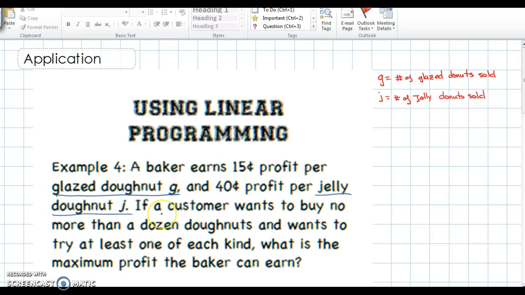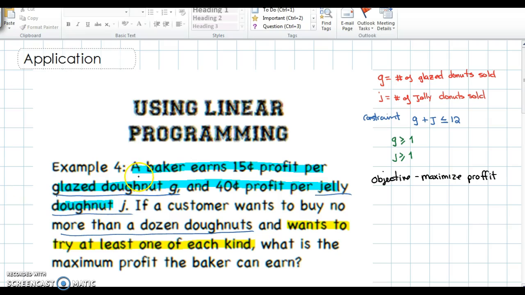A couple other things it says is a customer wants to buy no more than a dozen donuts. So this is a constraint, and it's an inequality. So the number of glazed donuts plus the number of jelly donuts is less than or equal to 12, which is a dozen. The next highlighted piece wants to try at least one of each kind, means they're going to purchase G to be greater than or equal to 1, and jelly would also be greater than or equal to 1. We don't know how many, but they're buying at least one.